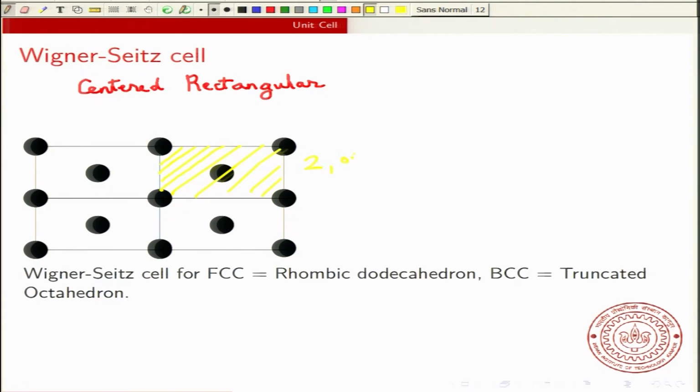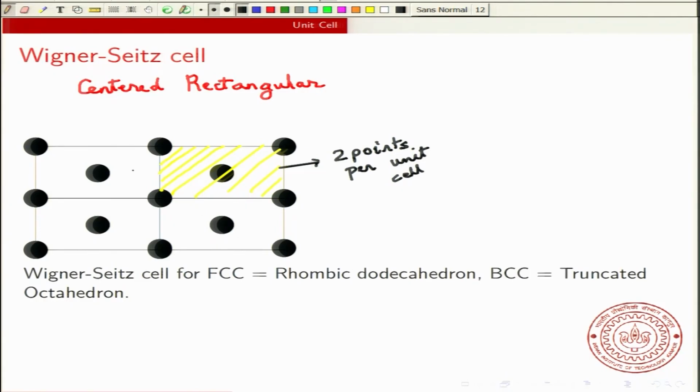Probably yellow is not very visible. Let me use a different color to show this. So, this cell contains 2 points. So, this shaded yellow cell contains 2 points per unit cell, and how did we get 2? Because this is a 2-dimensional lattice. So, each of these contributes to this atom right here. It contributes to four cells, it is a part of 4 cells.